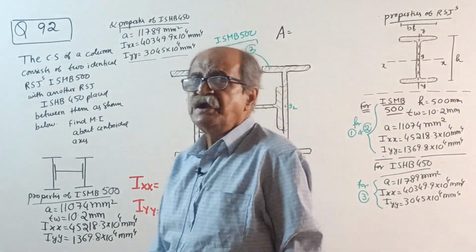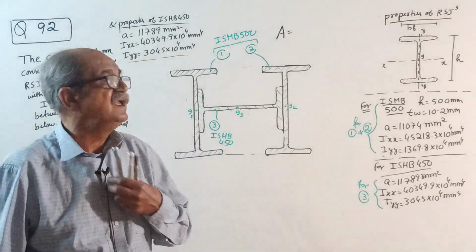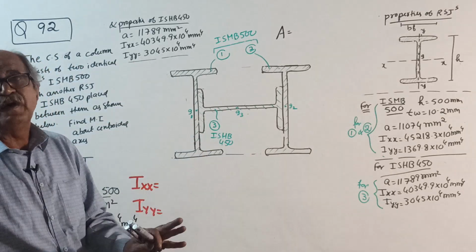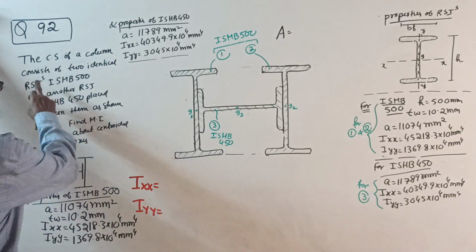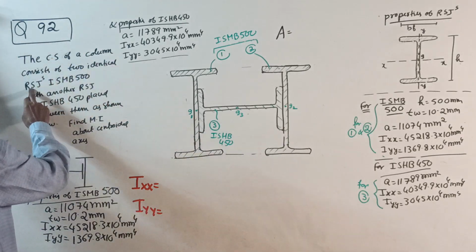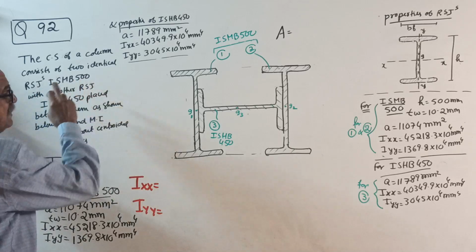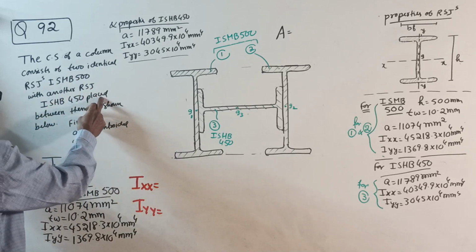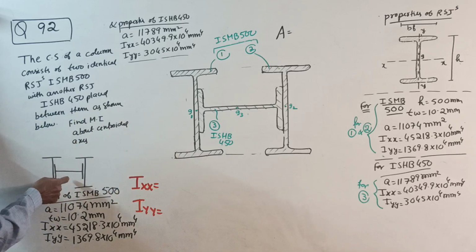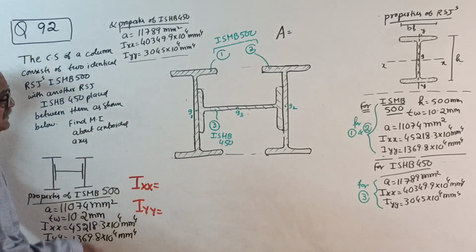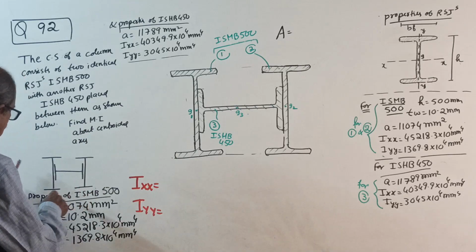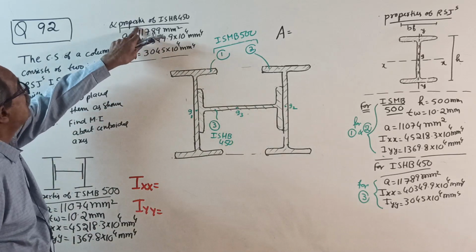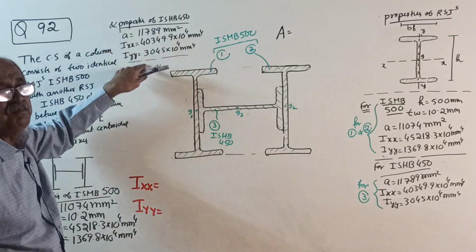Next question, 92, is a special type of question. See, the cross section of a column, why it is used, you never bother, is used in steel structures. It consists of two identical RSJs, ISMB 500, with another RSJ, ISHB 450, placed between them as shown below. Find the moment of inertia about the centroidal axis. In the question, properties for ISMB 500 and also properties for ISHB 450 are given.